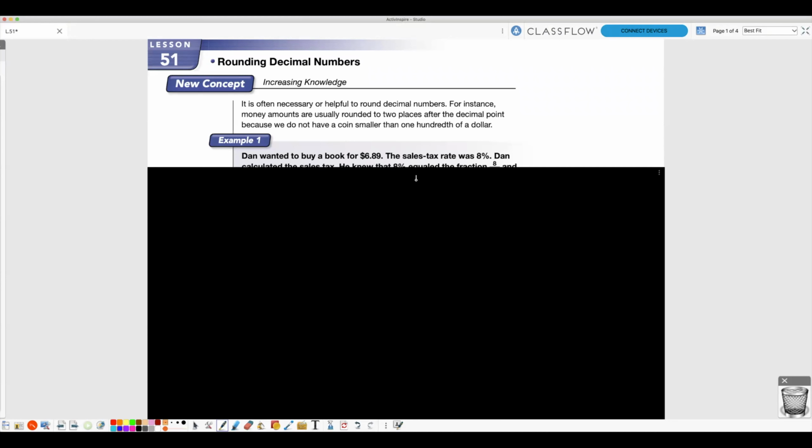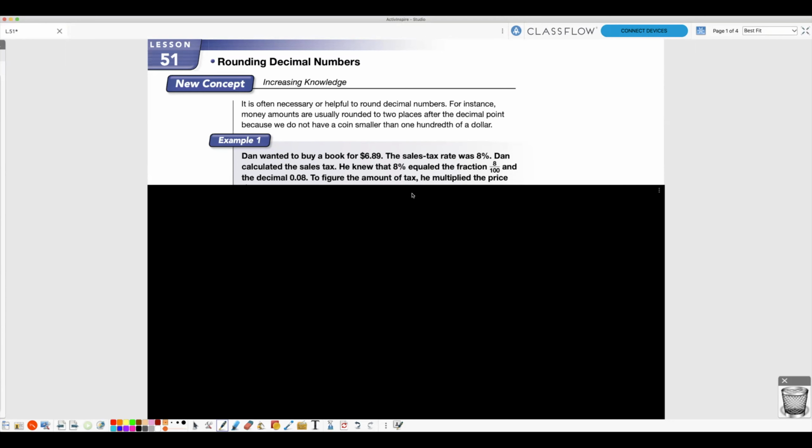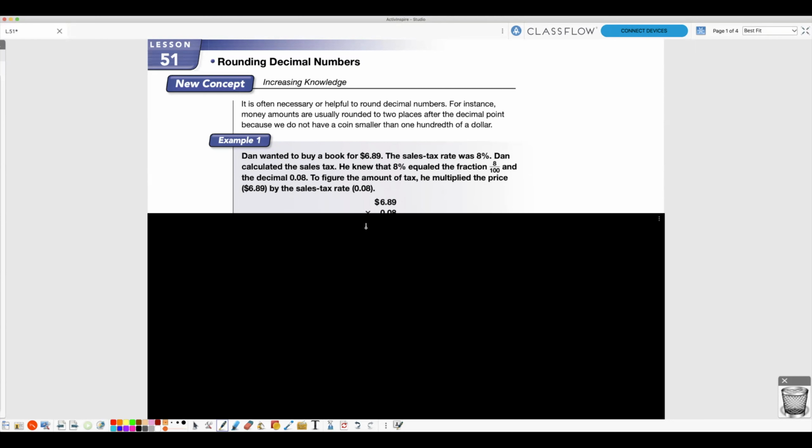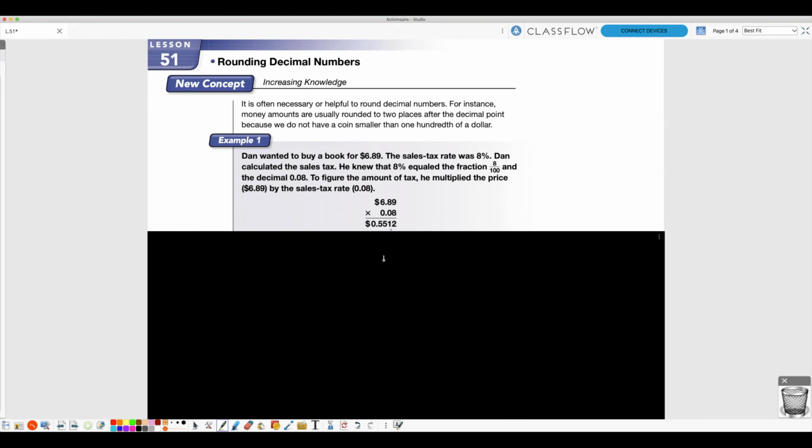Dan wanted to buy a book for $6.89. The sales tax was 8%. Dan calculated the sales tax. He knew that 8% equaled the fraction 8/100ths and the decimal 8/100ths. To figure the amount of tax, he multiplied the price of $6.89 by the sales tax rate of 8/100ths. So $6.89 times 8/100ths would look like this.